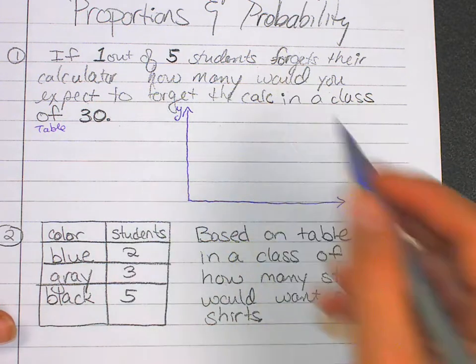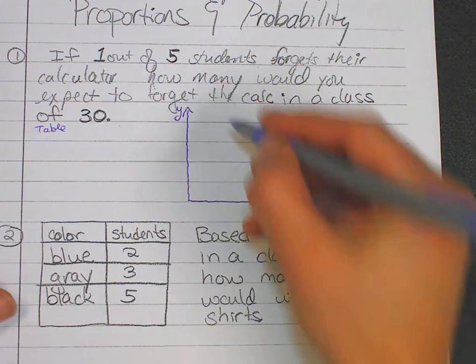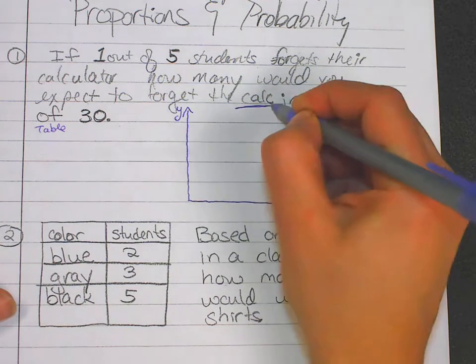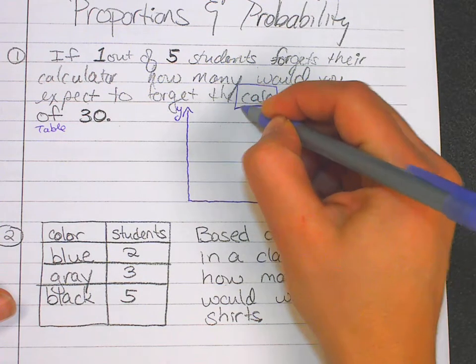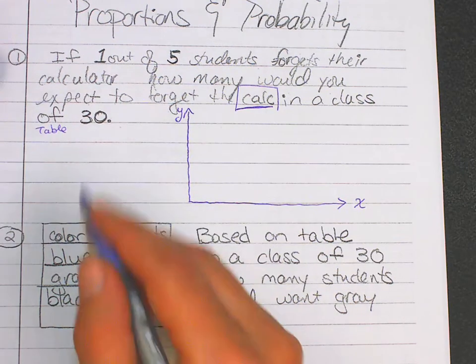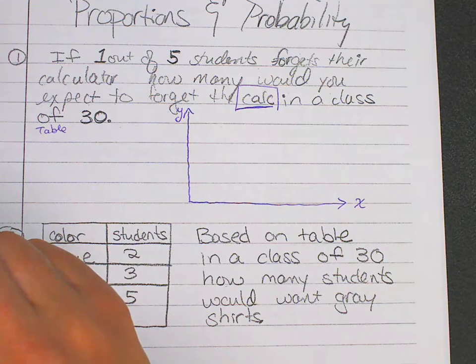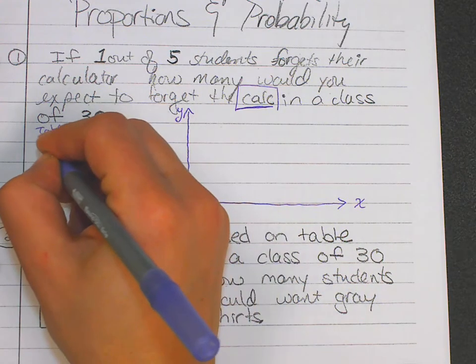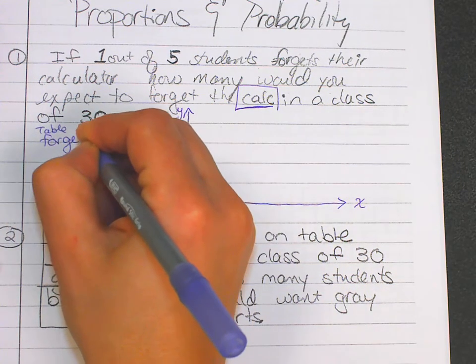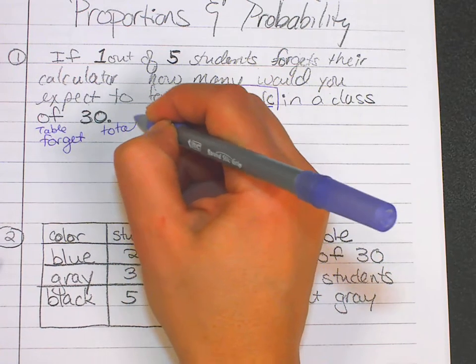So I don't know what to label these axes yet, and I need to give it a title. So it's all about the calculator, so this is my title, calculator. And we're comparing the number of students who forget their calculator to the number of total students in the class.